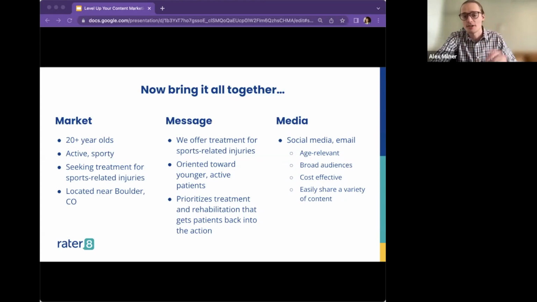And so with these on the screen, basically it reads out to say, Milner's Orthopedics and Sports Medicine targets 20-year-olds and older in the Boulder, Denver area who are seeking treatments for sports-related injuries. That's our market. To meet our audience, we're looking to communicate that we offer treatments for sports-related injuries with a specific focus on more active patients who are generally younger. We do this in part because our audience is younger. Overall, our goal is to provide the treatments and rehabilitation necessary for our patients to get back into action.